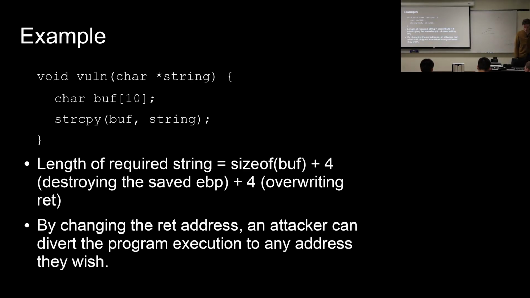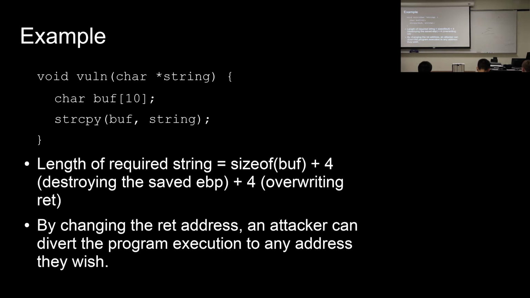All right, so here's a little example. We have a vulnerable function that has a local variable with space for 10 characters, and then it does a copy and starts writing to it. So in order to hit the return address on the stack, we're going to need 10 bytes, plus another 4 bytes to write over the saved frame pointer, plus another 4, and that last 4 is where you want to put your address. So that's the total number of bytes.